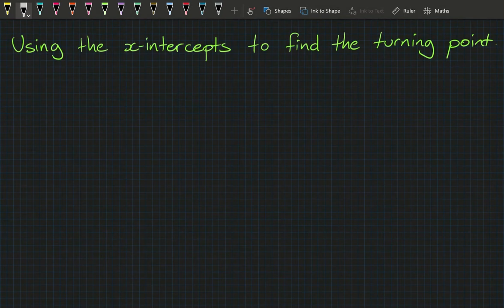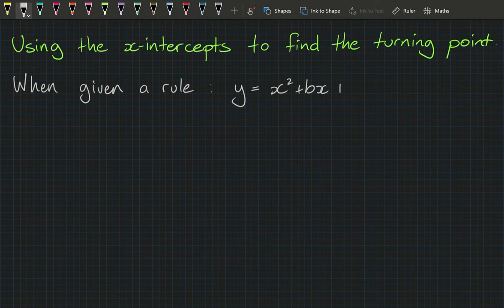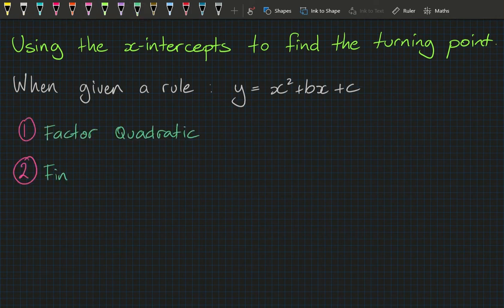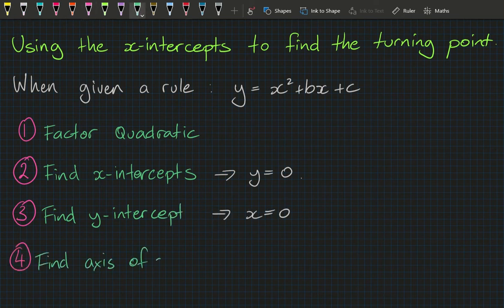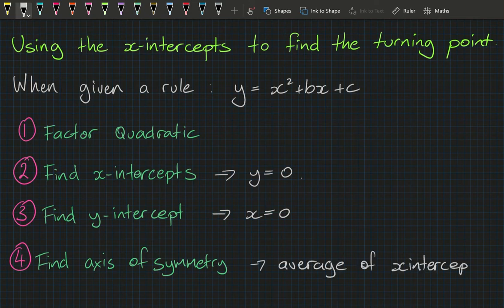So when given a rule, y equals x squared plus bx plus c, the method for finding the turning point with the x-intercepts is: 1. Factor the quadratic. 2. Find the x-intercepts, in other words, where y is equal to 0. 3. Find the y-intercept, which is where x equals 0. 4. Find the axis of symmetry, and this is the average of the x-intercepts.